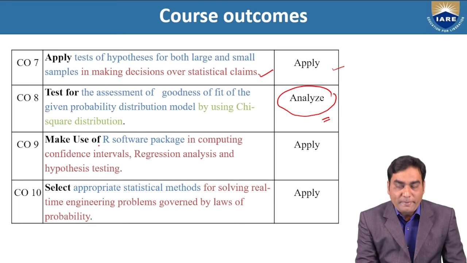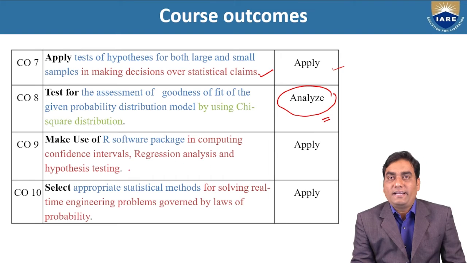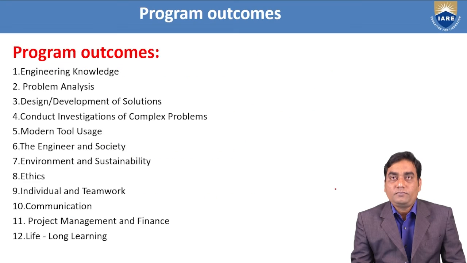And CO9: make use of the R software package in computing confidence intervals, regression lines, and hypothesis tests. This is also under apply. CO10: select appropriate statistical methods for solving real-time engineering problems governed by laws of probability. This is also under apply.